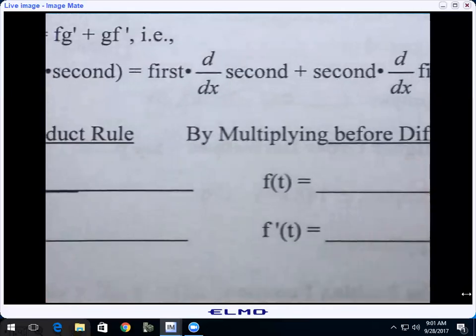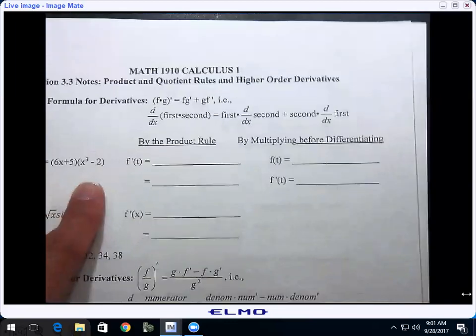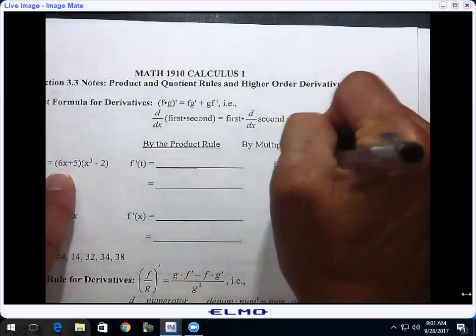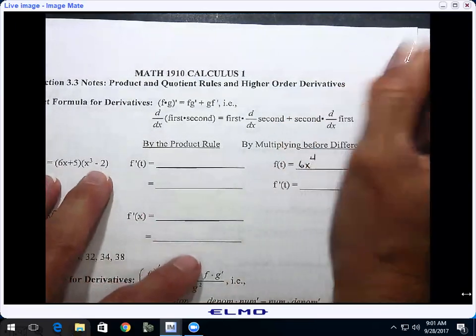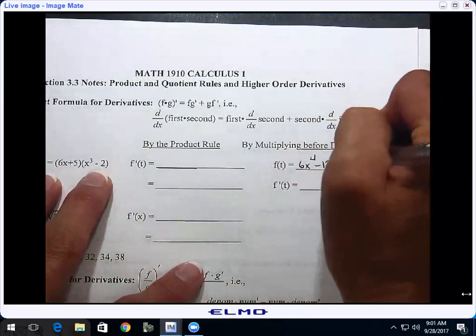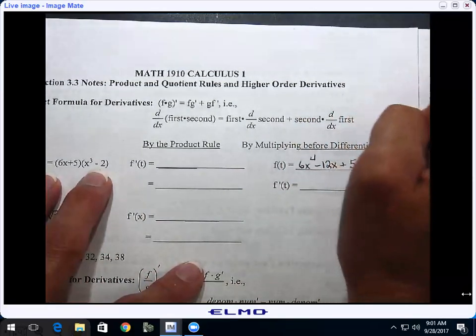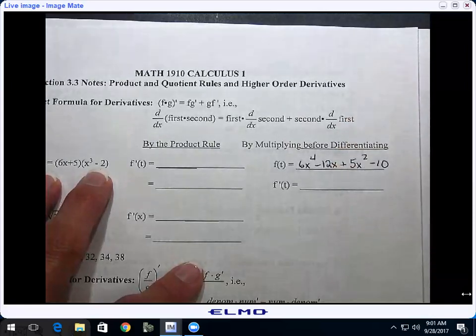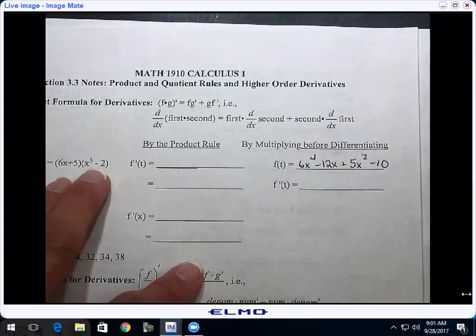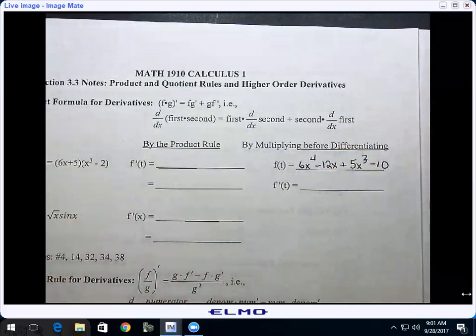Multiplying before differentiating. If we multiply those two binomials, we would get 6x to the fourth, and then minus 12x, and plus 5x cubed, and minus 10. And then double check it. 6x to the fourth minus 12x plus 5x cubed, down the typo, minus 10. And then you could take the derivative. What would you get for the derivative?